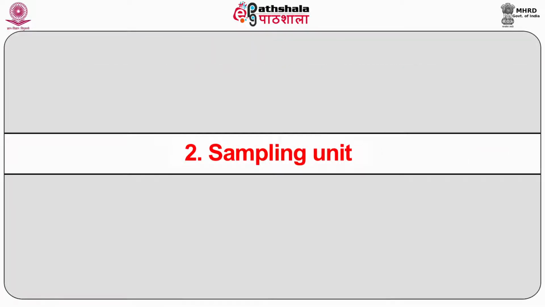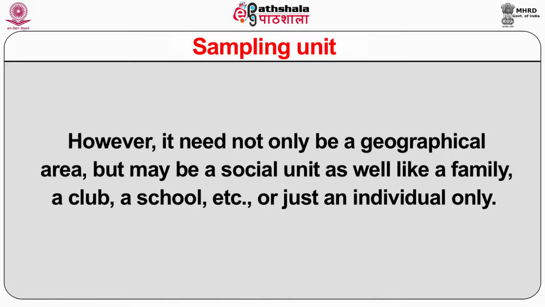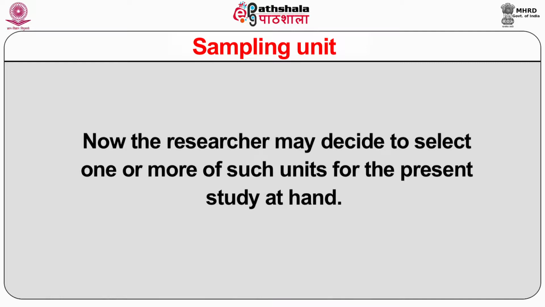Second, the sampling unit. After deciding upon the universe, the next step is to take a decision regarding the sampling unit before the final selection of the sample. This sampling unit may have some geographical boundaries based on different criteria like state, district, town, etc. or may be at a narrower level like a building such as a house, a flat, etc. However, it need not only be a geographical area but may be a social unit like a family, a club, a school, etc. or just an individual only. Now the researcher may decide to select one or more of such units for the present study at hand.